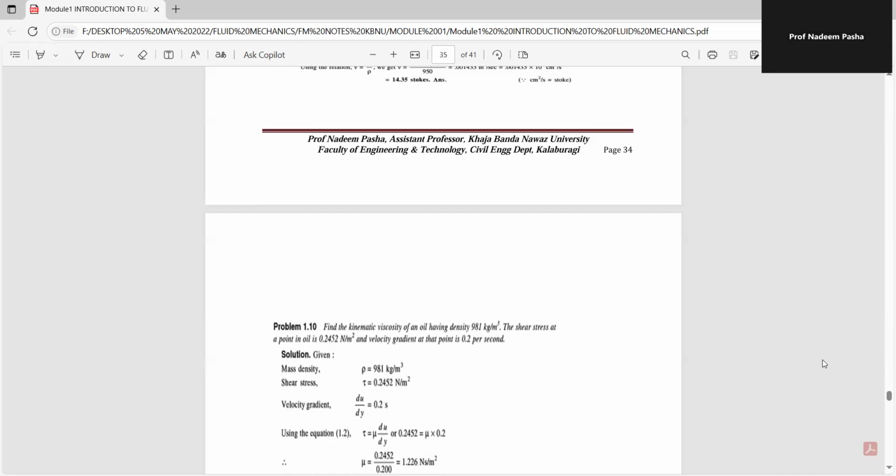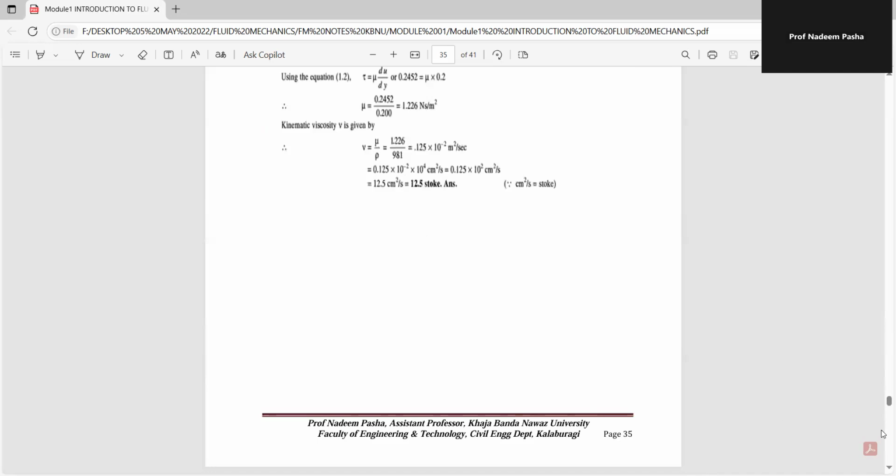So using the equation, tau is equal to mu into du by dy: 0.2452 is equal to mu into 0.2. So your mu comes out to be 1.226 Newton second per meter square. Now kinematic viscosity V is given by V equal to mu by rho. So mu is 1.226 divided by rho, 981. It comes out to be 0.125 into 10 raised to minus 2 meter square per second. So it comes out to be 12.5 centimeter square per second, or Stokes, because centimeter square per second is equal to Stokes.